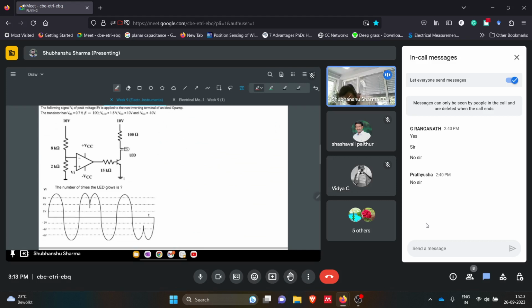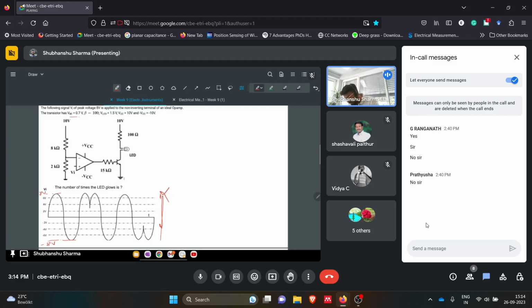So the following signal Vi, this signal Vi is this one, of peak voltage 8 volts. So this is basically 8 volts, and this is minus 8 volts, applied to the non-inverting terminal of an ideal op amp. Okay, so this is an ideal op amp. They have mentioned that.